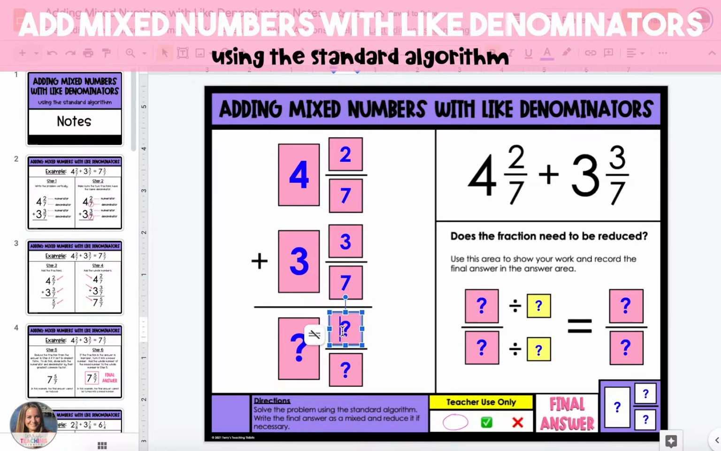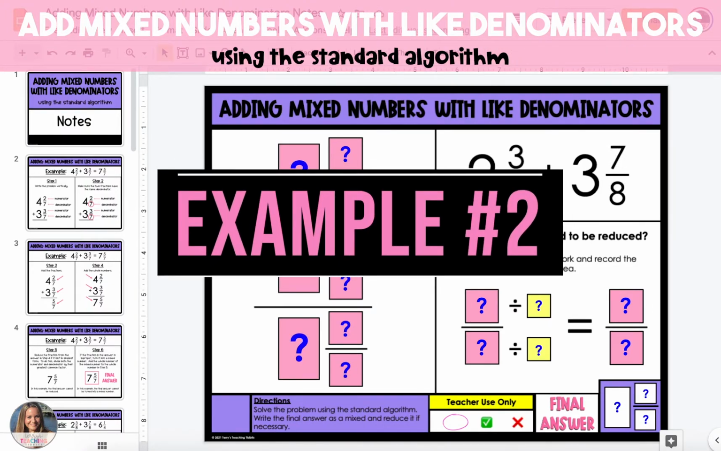We'll be adding the fractions first, so 2/7 plus 3/7 is 5/7, and then we will add the whole numbers, 4 and 3, which equals 7. Then we need to determine if we can reduce the fraction 5/7. We can't in this example, so 7 and 5/7 is the final answer.